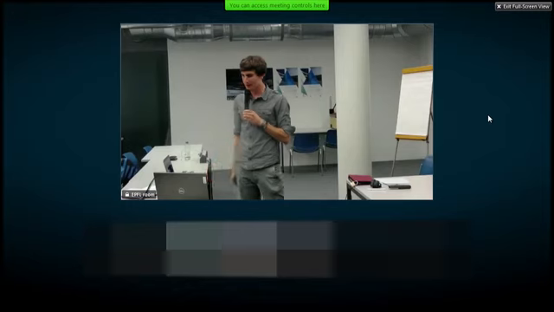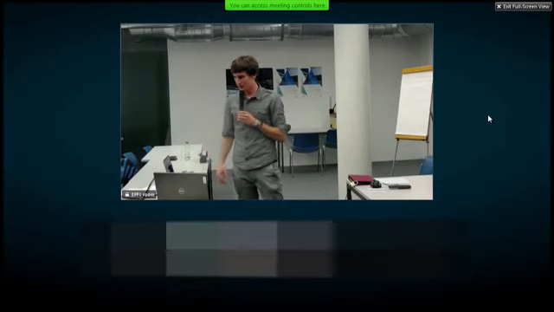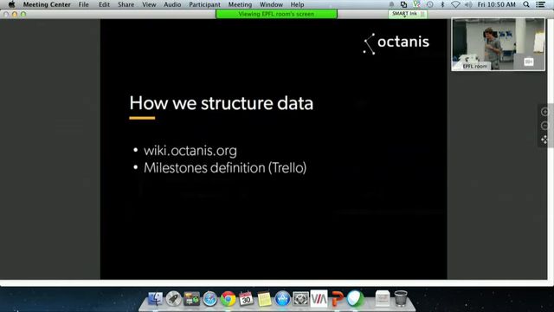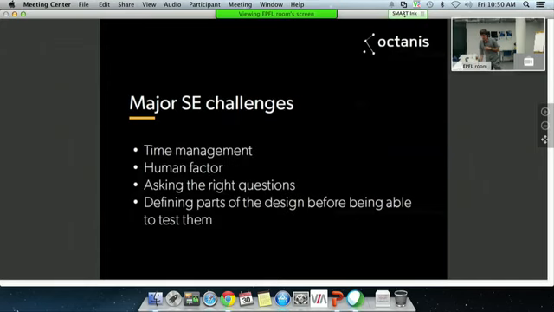So how we structure all this data is basically on the wiki. So that allows you to go deeper into the different parts. And we use Trello for defining a few milestones. It's an online tool you can use for free.